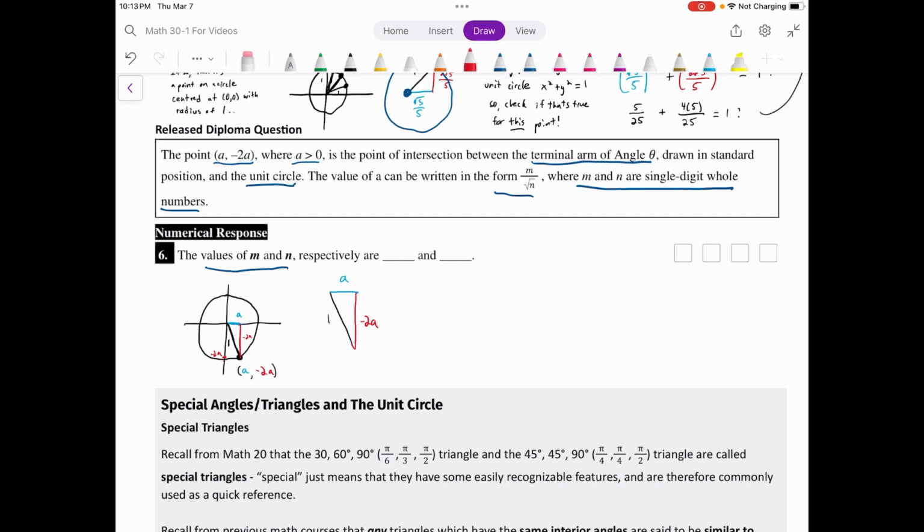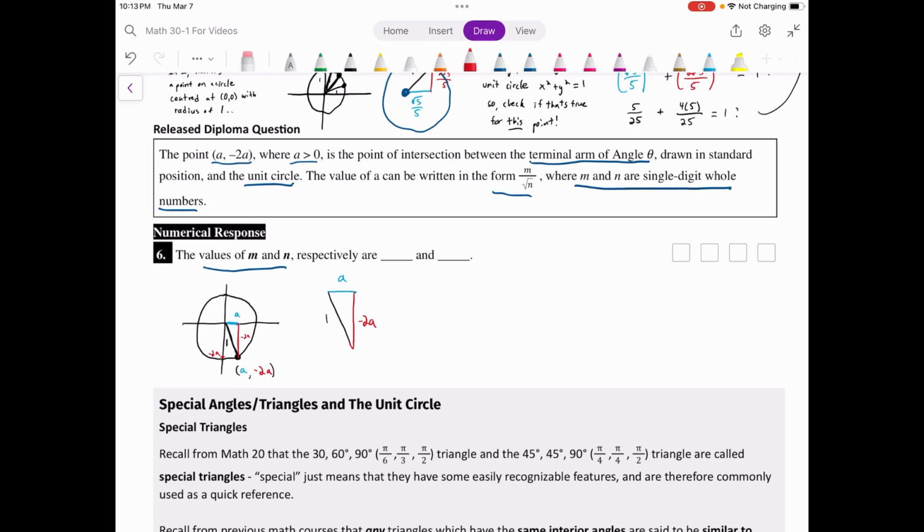Okay, so let's just write out what we know here. We know that negative 2a squared plus a squared will equal r squared. X squared plus y squared equals r squared, right? A squared plus b squared equals c squared. So notice, how many things do I not know in this equation? One, and it's the thing I'm trying to find, a, right?